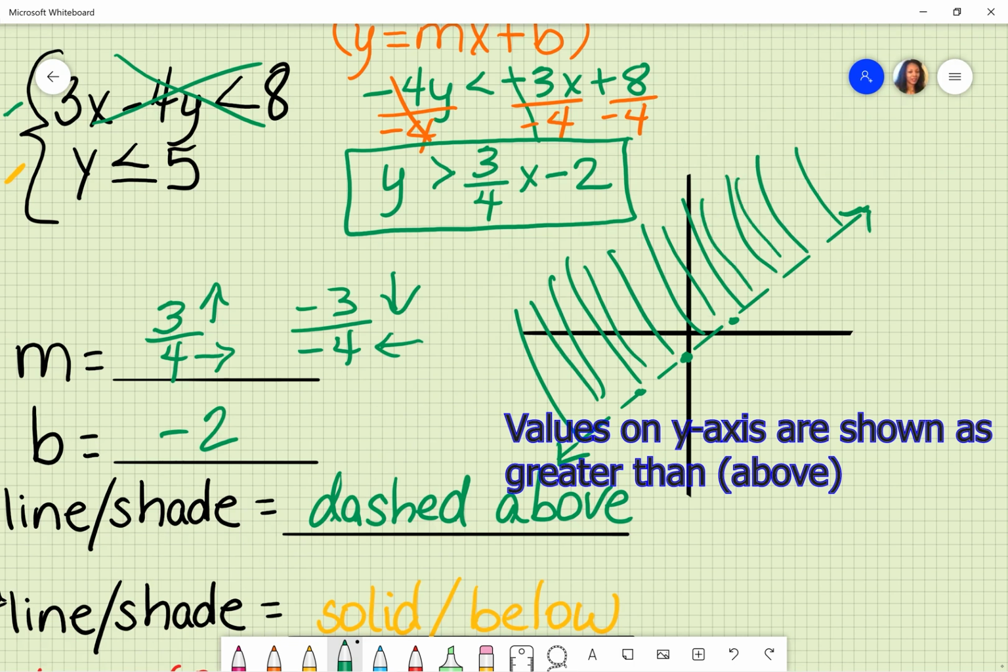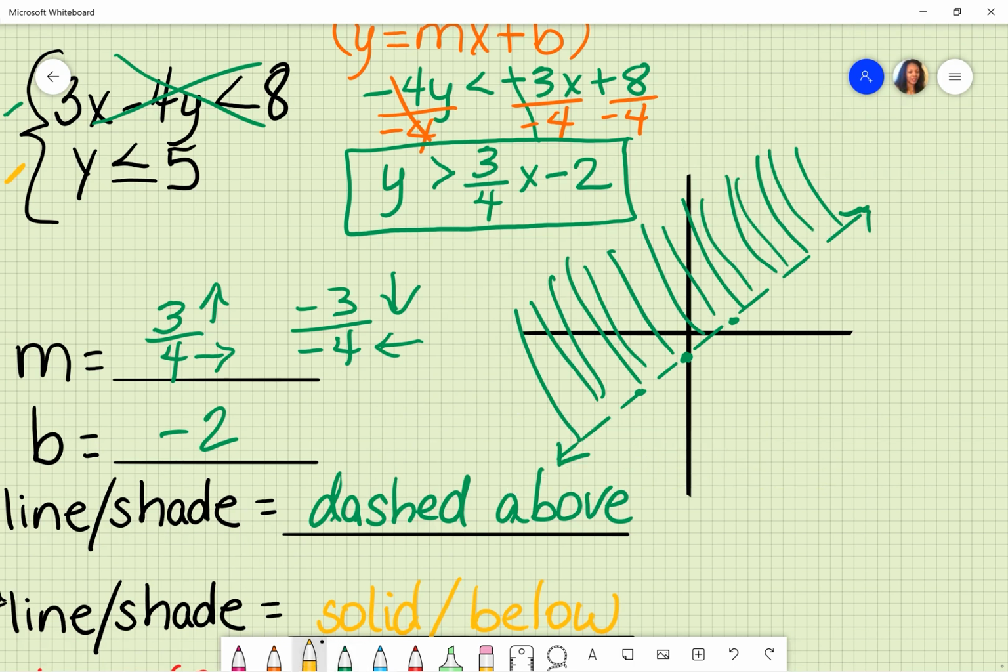And now let's go to the other one, my second one, which is y is less than or equal to 5. So I'm going to go to where y is 5 on my y-axis. This time it's going to be a horizontal solid line. And I am, according to my notes, shading below. So everything below where y is 5.